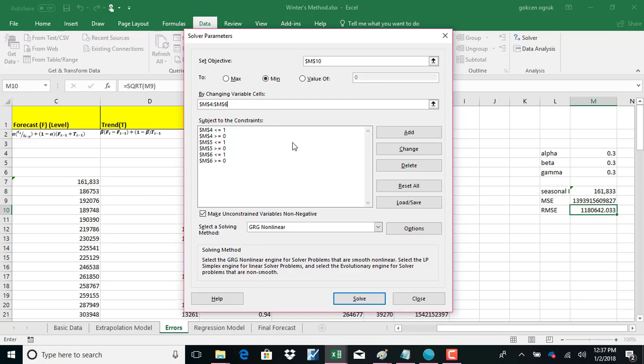I want to minimize the root mean square error statistic by changing the variable cells M4 through M6. These are the cells that have the random values for alpha, beta, and gamma, subject to the constraint that each one of these is not smaller than 0 and not larger than 1. Because I don't want the computer to find an alpha, beta, gamma that is greater than 1 or smaller than 0, I have to set up these constraints. After I enter the constraints, I hit Solve.